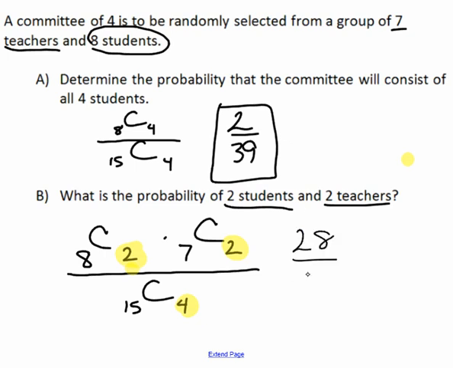And that should kind of make sense because that's the most likely outcome that you would probably expect to get, because you have about the same number of students as teachers, so you would expect to get the same number of students and teachers on a committee like this.